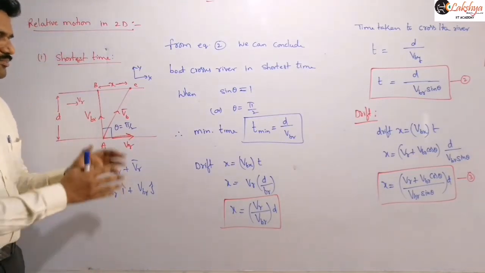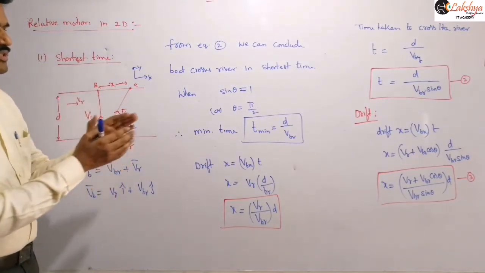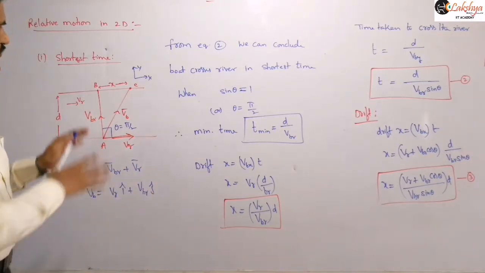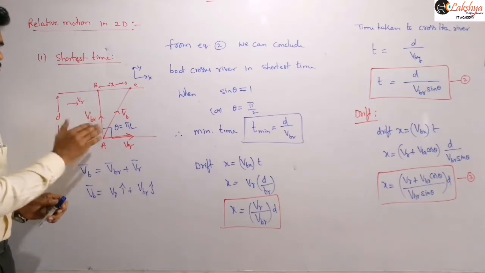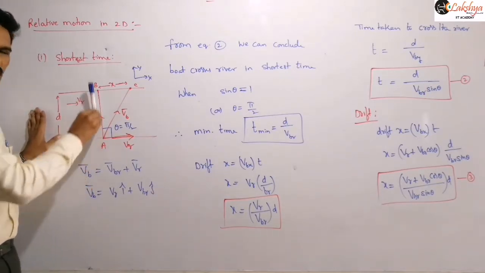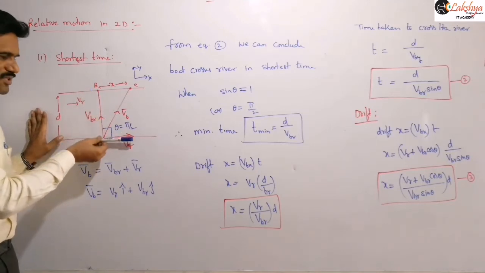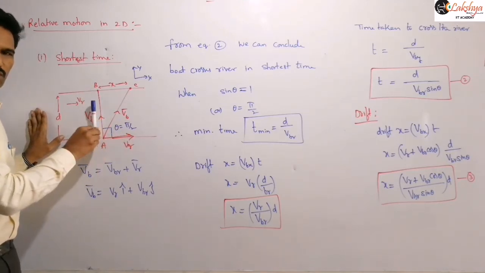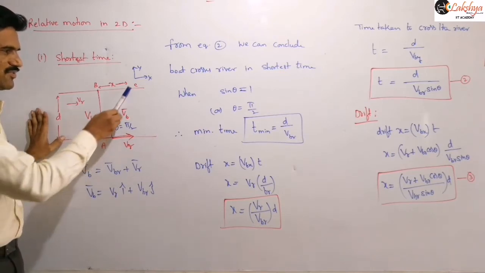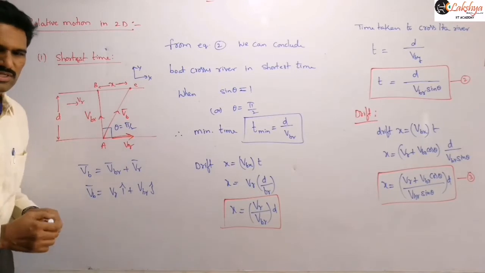So now that is the minimum time, and the corresponding drift in this case here. So for the shortest time case, if you remember this diagram, you can solve such problems easily. This is VBR direction, normal to the direction of the river flow. This is the direction of the river flow. So VBR should be normal to that. Then the resultant of these two vectors lies in between them. So that VB value will be along this direction here.